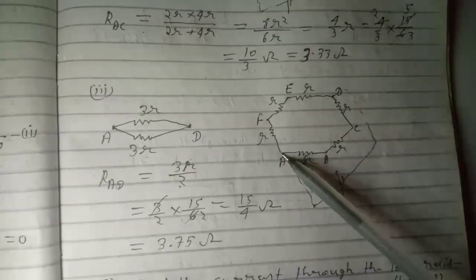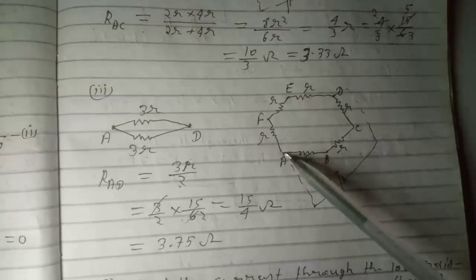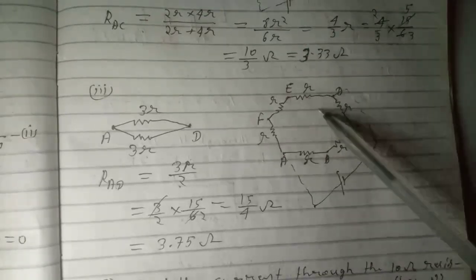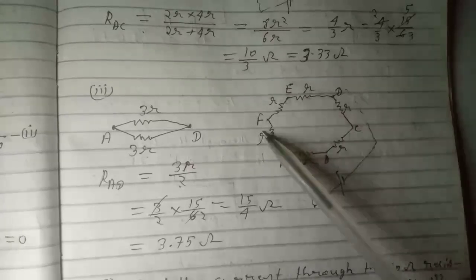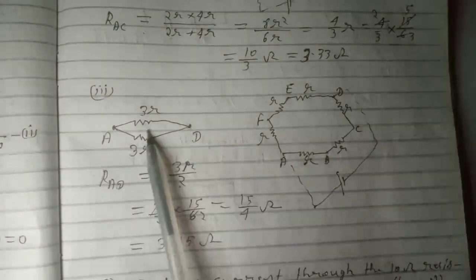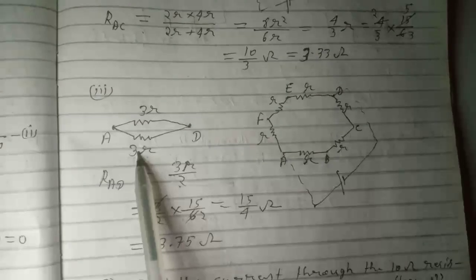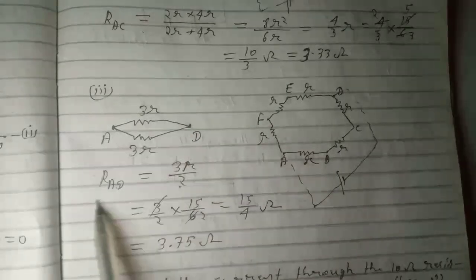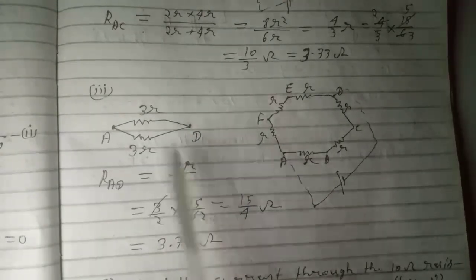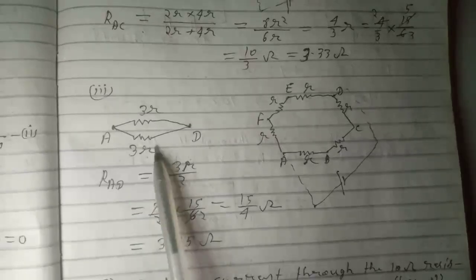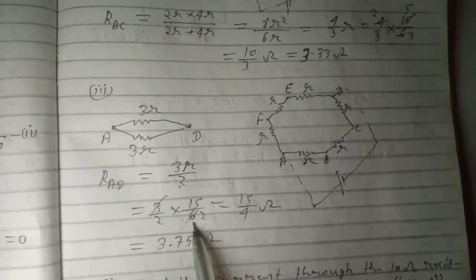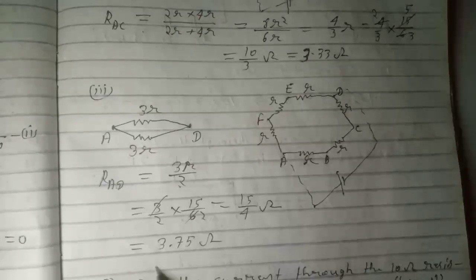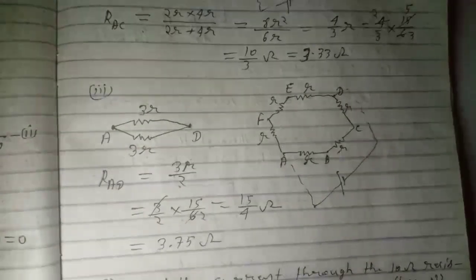We have to find the equivalent resistance between A and D. So this all will be in series, again this will be in series. So the equivalent circuit is shown here, 3R and 3R, and now RAD will be 3R by 2, because both are equal, so in parallel we divide. So 3 by 2 into 15 by 6 equals 15 by 4 ohm, or 3.75 ohm. Answer.